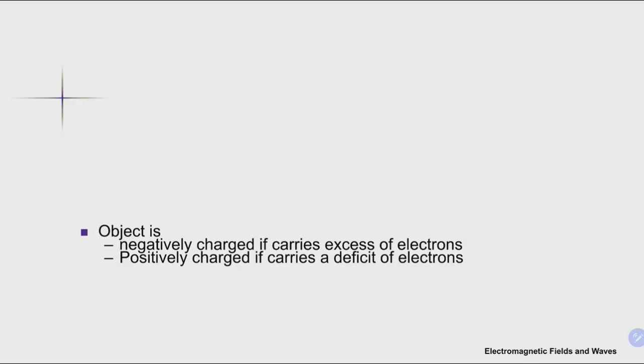An object is negatively charged if it carries an excess of electrons. You study that in physics. If an atom is negatively charged, it has more electrons than protons. So it becomes negatively charged. If it's positively charged, it has a deficit of electrons, which means the atom has fewer electrons compared to protons.